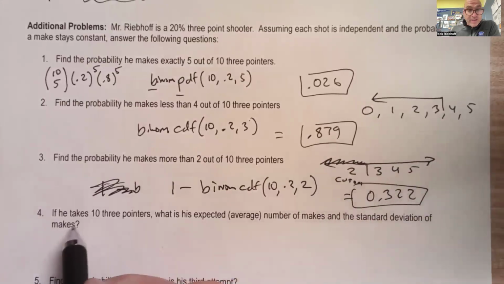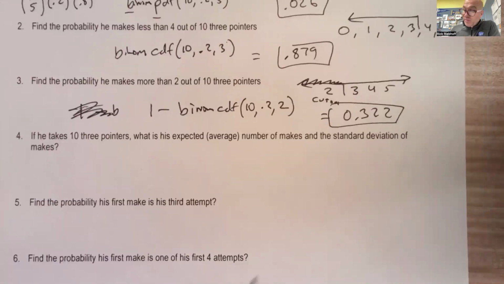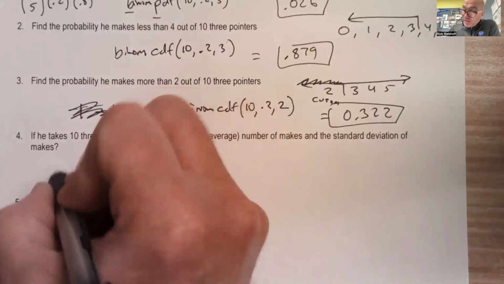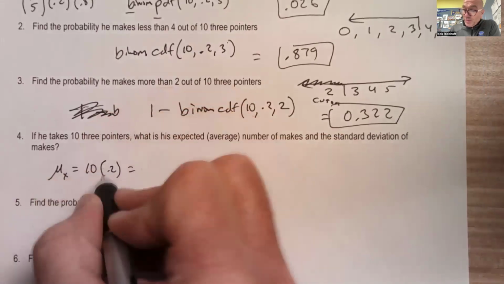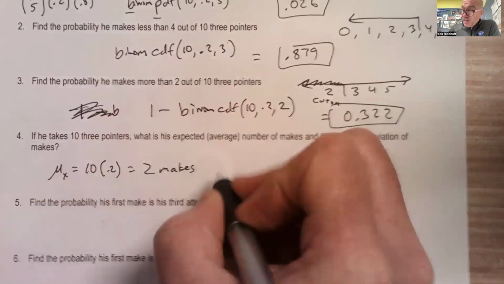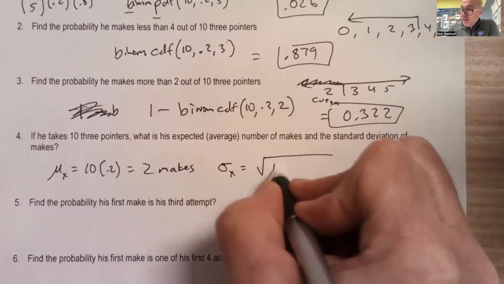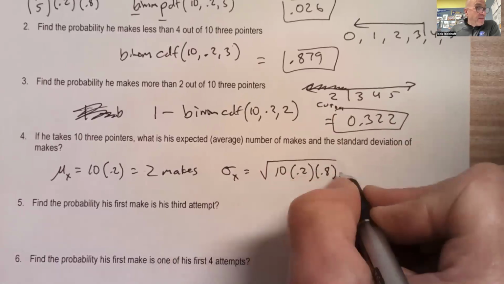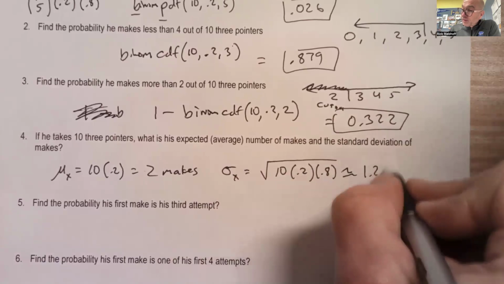If he takes 10 3-pointers, what is the expected number of makes and the standard deviation of makes? So if he takes 10, what would be expected? The mean of X is going to be 10 times 0.2. He's a 20% shooter. He takes 10. Should make 2 of them on average. The standard deviation of makes is going to be root of n times p times 1 minus p. I think that ended up being like 1.26 makes.